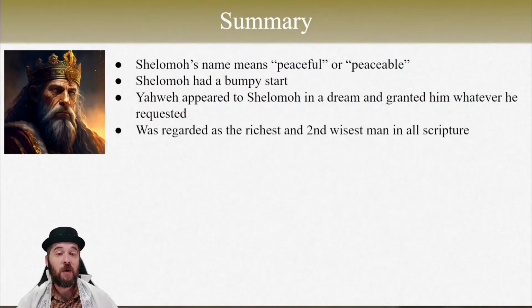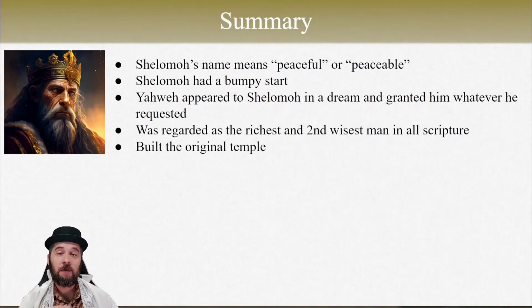Shlomo is regarded as the richest and most prosperous person in all of Scripture, and the second wisest in all of Scripture. Shlomo was the man that built the original temple. Remember, King David wanted to, but Yahweh wouldn't let him because he was a man of war. Then Shlomo, his son, was prophesied to build it, and Shlomo did build it in 11 years.